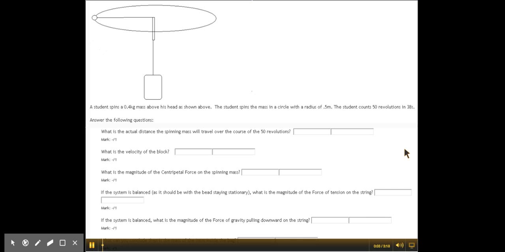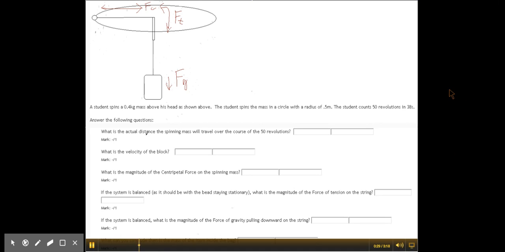Spinning objects. And what we have here is this direction. We have the concept of gravity. So this is the force of gravity going down, and in this direction here we have the concept of a centripetal force, and it's all tied together through the force of tension.